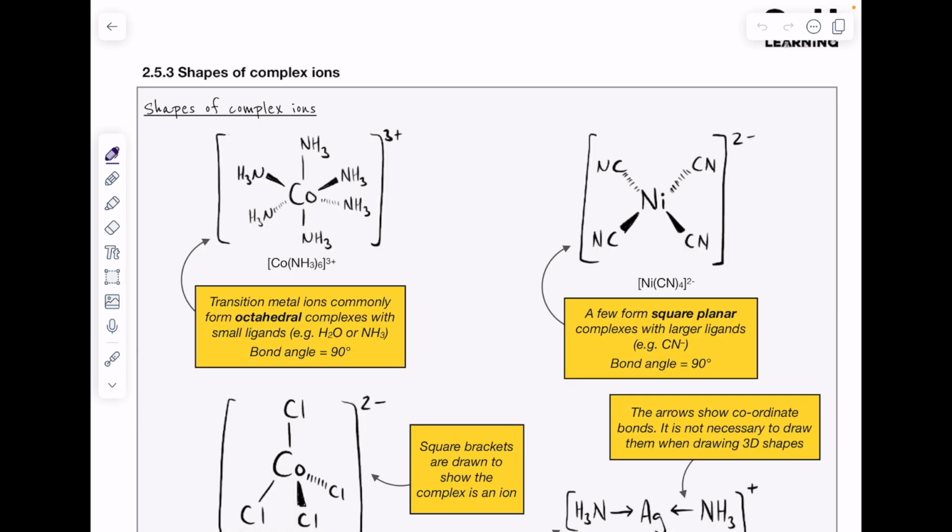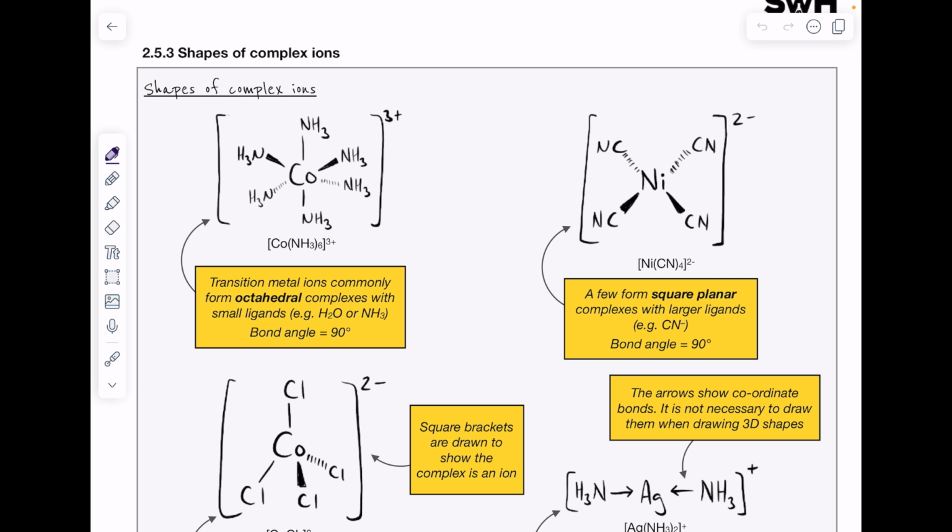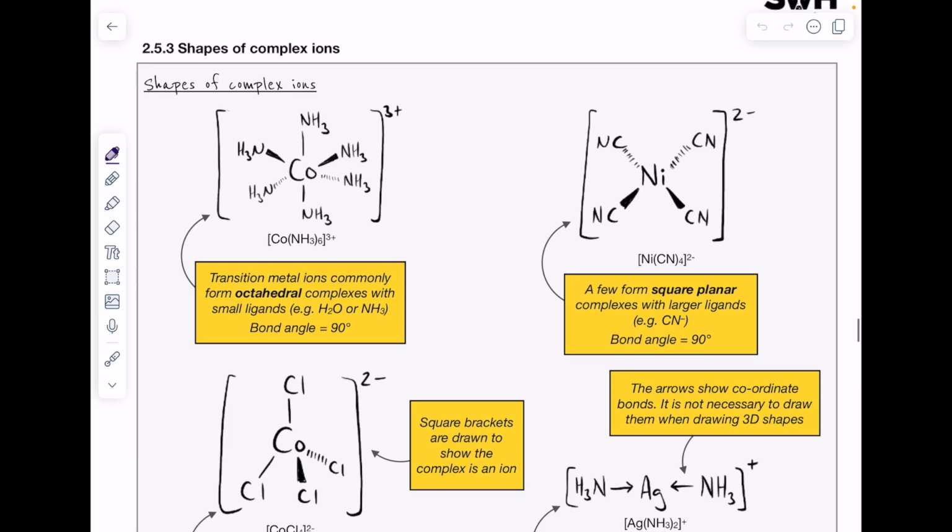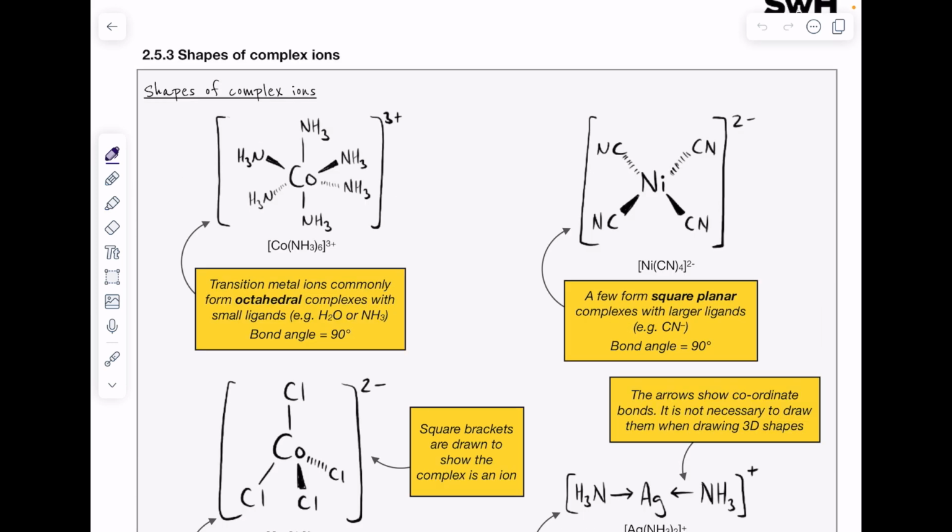Now we need to move on to the shapes of complex ions. It will remind you a lot of the VSEPR theory we did earlier on in the course, so do bear everything you learnt there in mind here. The first thing you need to be aware of is that transition metal ions commonly form octahedral complexes with small ligands such as water and ammonia.